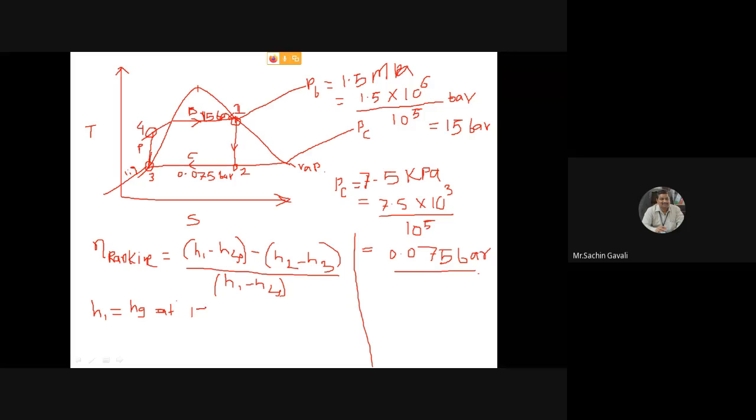Who agrees? All agree with this? Hope that everybody is having a steam table. Okay, others please reply so that I will be confident that you are understanding. H1 is equal to Hg at 15 bar. Now, this is dry saturated steam. Pressure we know, and Hg we have to find out. So which steam table do we have to refer? Table number 2.